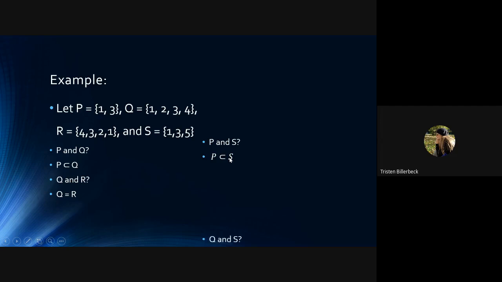So we have that again. What about Q and S? Look at that. This one has a 5 and that one has a 4 and a 2. So we're going to have to say Q is not a subset of S.